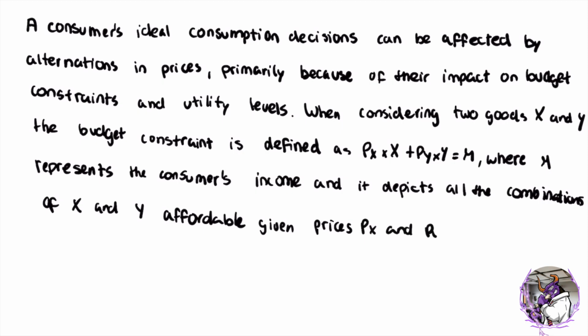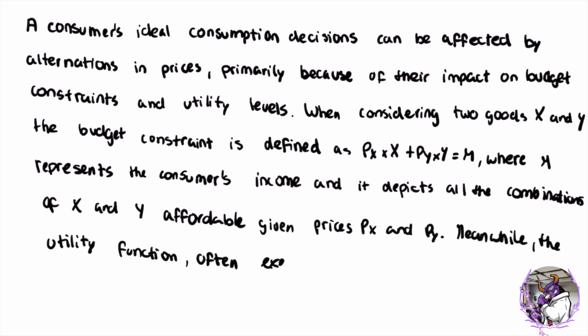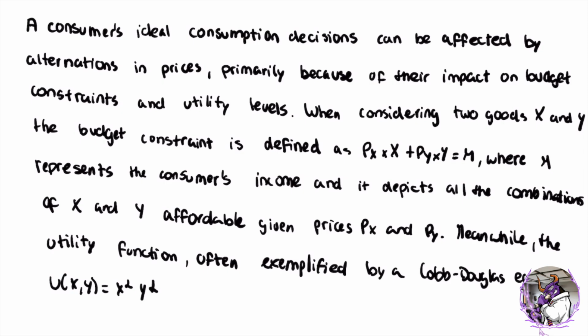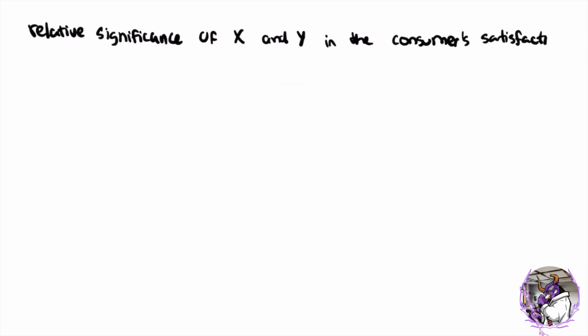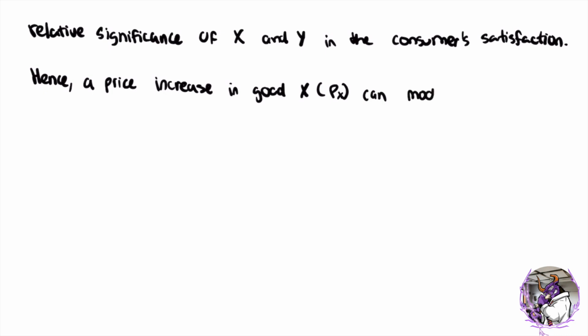Meanwhile, the utility function, often exemplified by a Cobb-Douglas equation, is equal to X to the power alpha times Y to the power beta, where alpha and beta are constants, reflecting the relative significance of X and Y in the consumer's satisfaction.